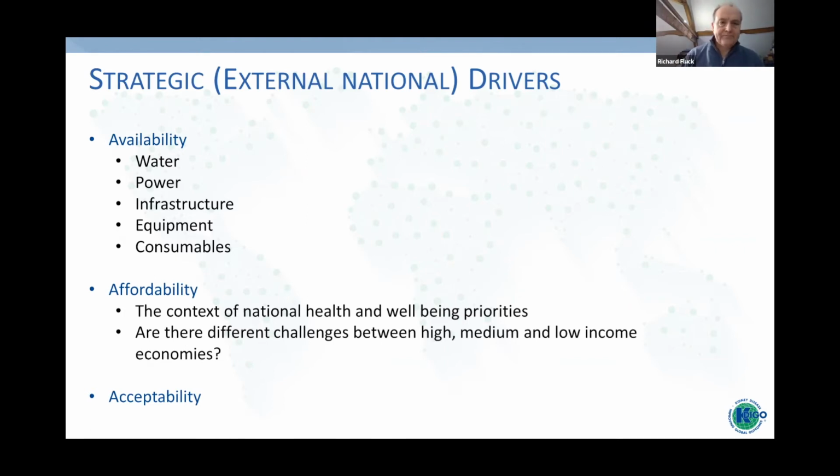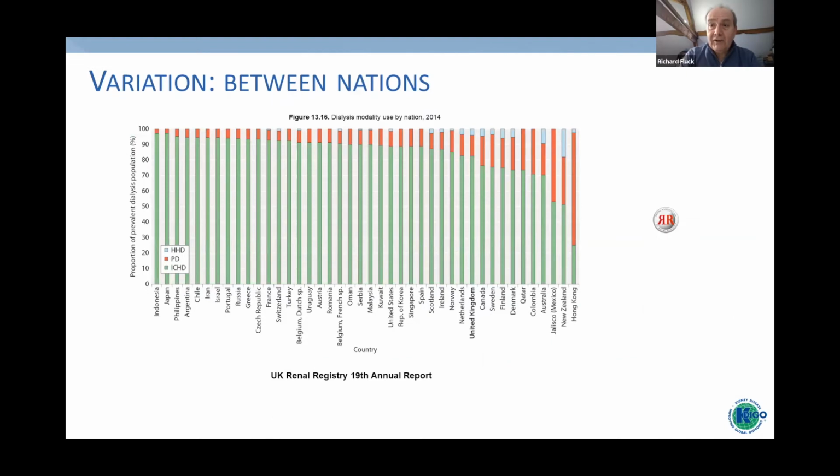So let's just start off with some very simple data, but yet it tells us some important things to think about. This is taken from the UK Renal Registry report of a couple of years ago. In some ways, the numbers themselves are not the important thing. What you're seeing here is a number of countries ranked by performance, if you want to call it performance, around home dialysis, where in-center hemodialysis is in the light green, red is peritoneal dialysis, and home hemodialysis is the light blue. And you can see instantaneously that there is marked variation between countries.